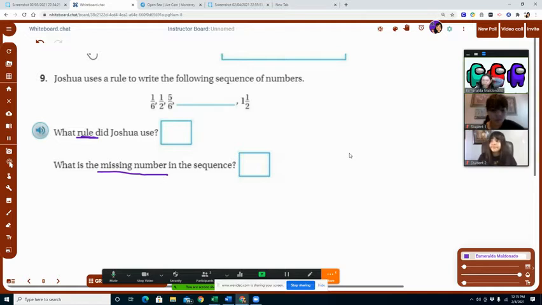So when we are trying to find the rule of a sequence, how would you do that? First we need to find if they're subtracting or adding. Okay, that is one way, right? First we want to see, is this sequence increasing or decreasing? Now, can we tell if we have different denominators? It's going to be a little harder. So my first step will be to put all of my numbers in the sequence with the same denominator. That means that I need to find the equivalent fraction.